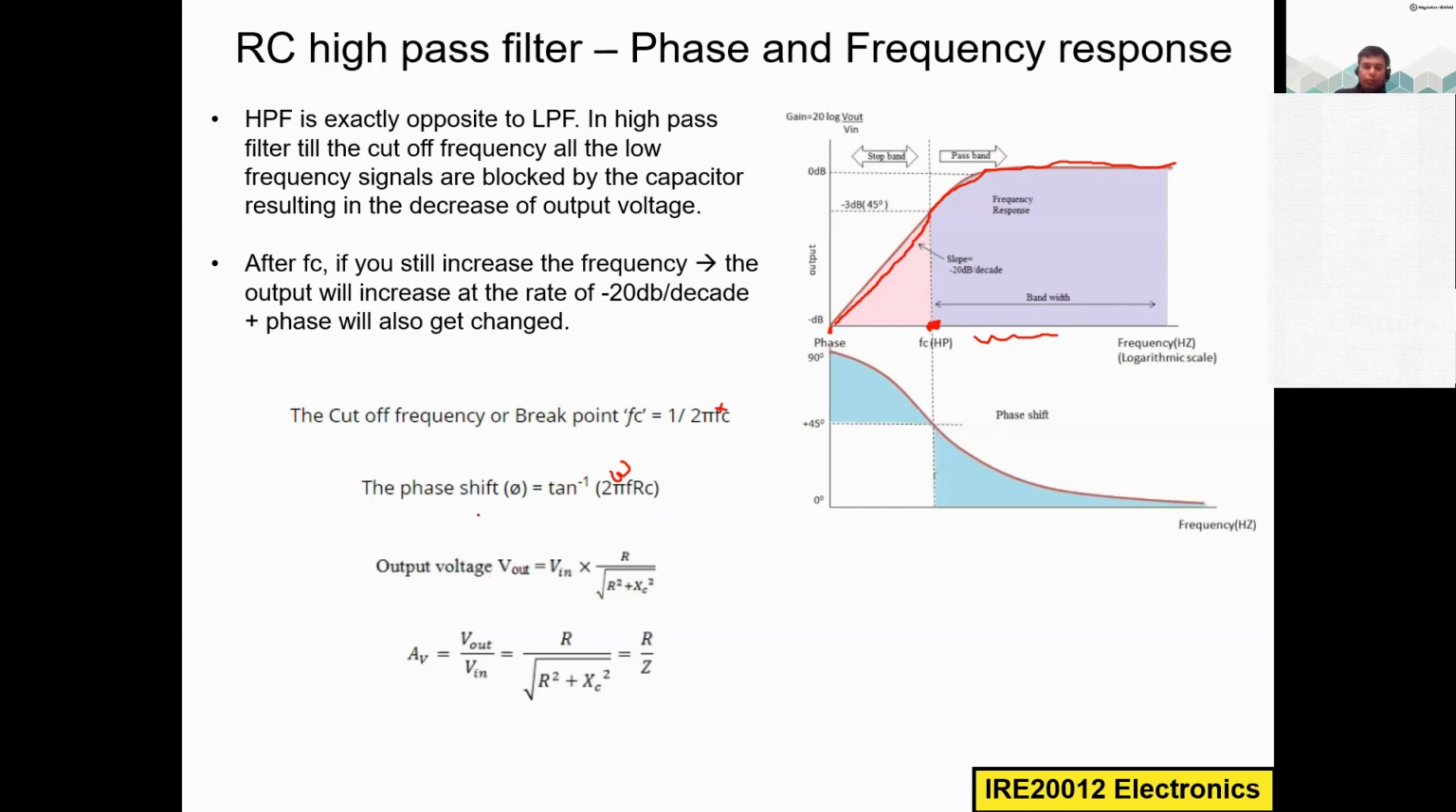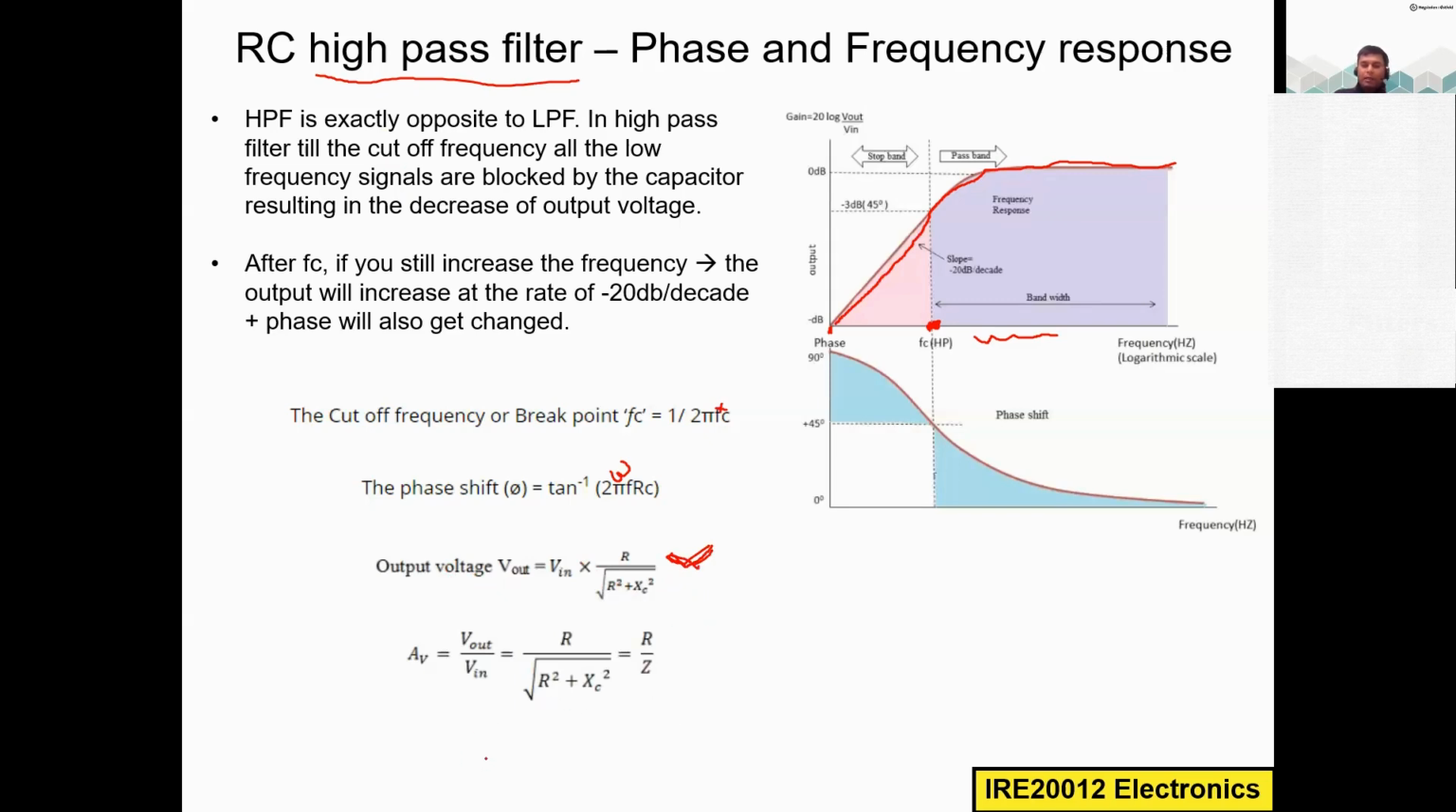And this is the output voltage of the simple passive high pass filter: V in times R divided by the square root of R squared plus XC squared. Please remember, the formula for the passive low pass filter is different. So this is the output voltage of the passive high pass filter. Please write it down in your notebook, so later it will help you to make a summary.